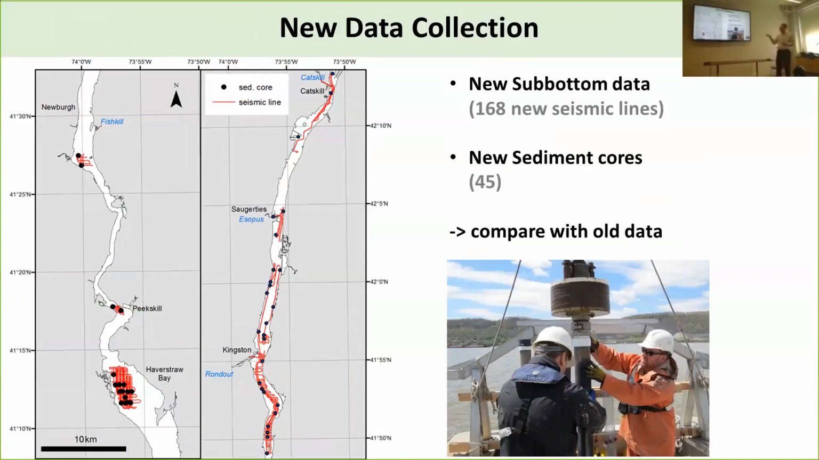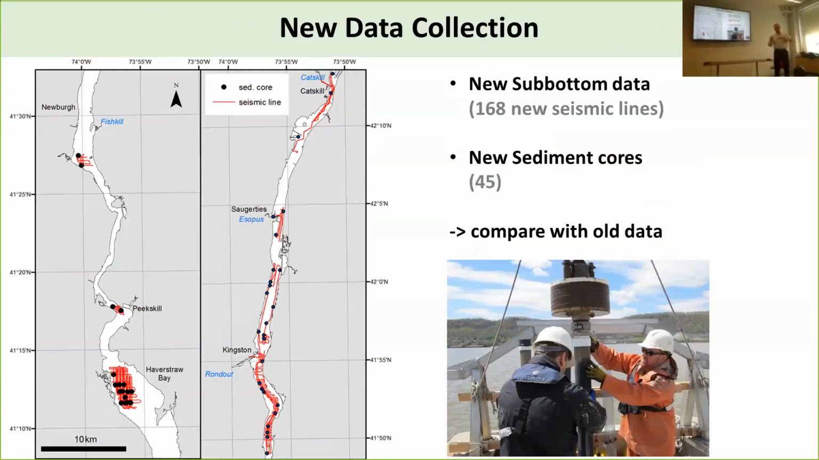And then we were also taking sediment cores wherever possible. We tried to take a core near where we had an old core so we could compare those. Although we didn't have that many cores in the upper river, mostly because there is a lot of sand there, which is not easy to core. So there are not so many old cores.